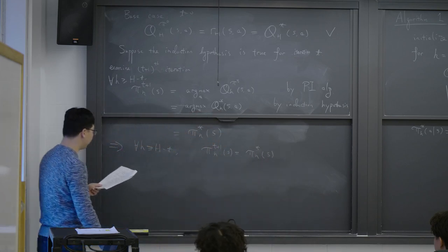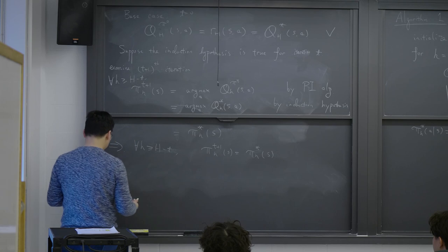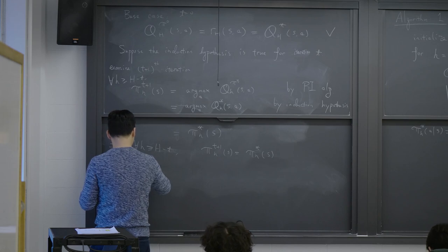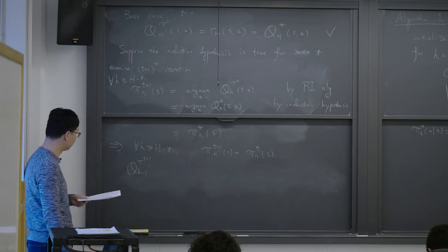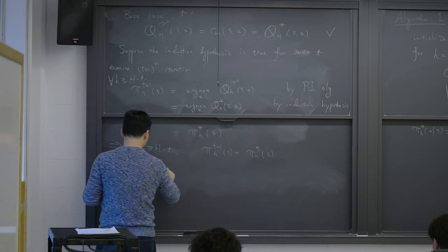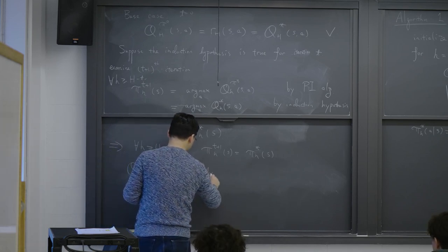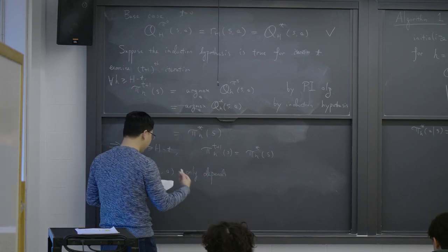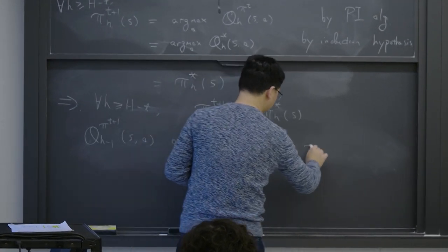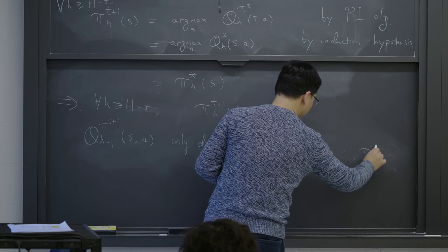And the final argument just uses the argument we already made in the last lecture. That is, we look at Q_{H-1}^{pi_{t+1}}. We notice this Q value at (s,a) only depends on all the future policies, like pi_H^{t+1}, and so on, up to pi_H^{t+1}.